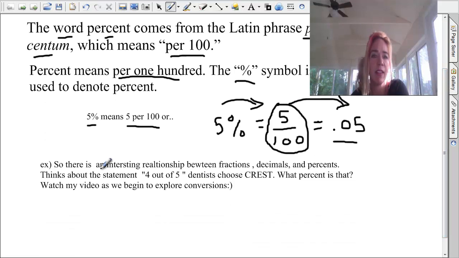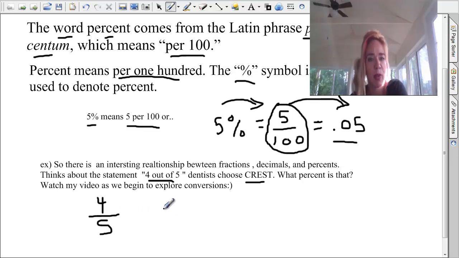Let's think about this statement here. We hear it on TV all the time. 4 out of 5 dentists choose Crest. So when you say 4 out of 5 dentists choose Crest, well, clearly that's a majority. But what percent is that? So perhaps there's a way to move from fraction, 4 out of 5, to percent. Well, what we're going to see on the next slide is that there is actually a recipe for converting your fraction into a decimal and then in turn a percent.